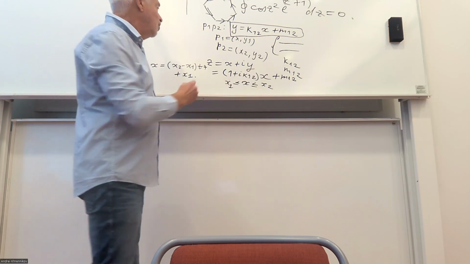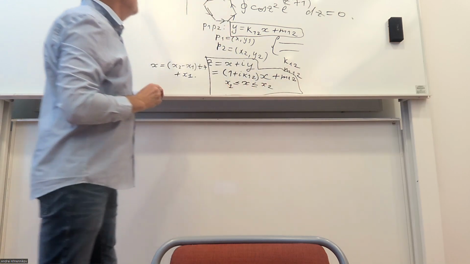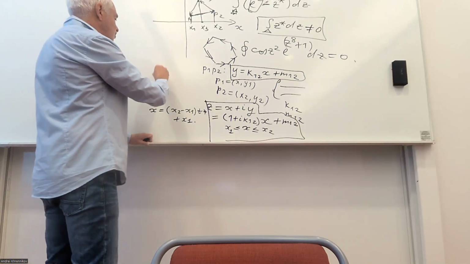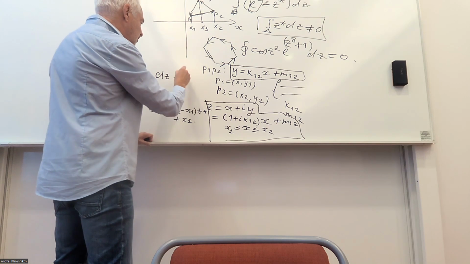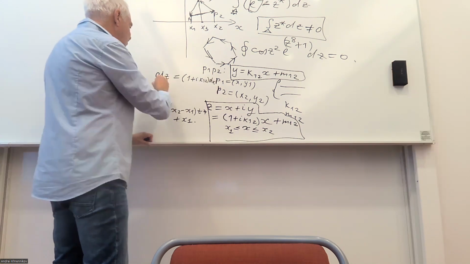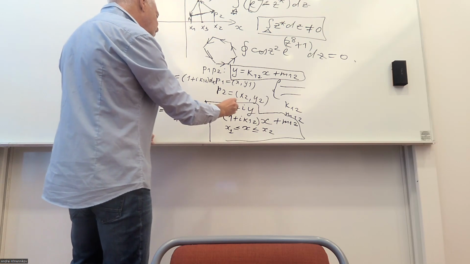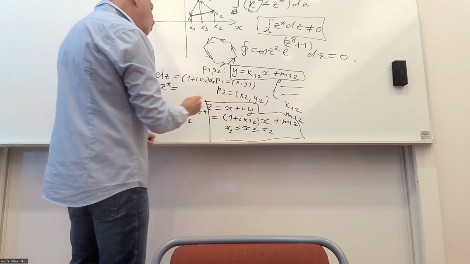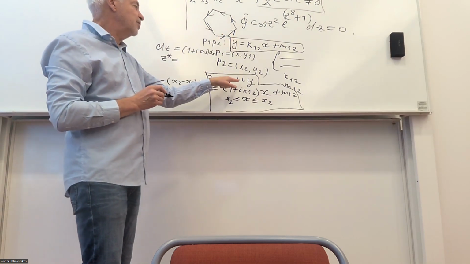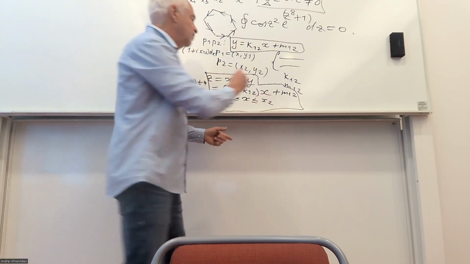Just x. Now, if we select this simple parameterization, we can find dz. dz would be just these coefficients, (1 plus i k1,2) dx. And we can find z bar. Who will be z bar? I missed it, we should multiply the whole y by i, yeah? So I multiplied only this, but I should also multiply this by i, yeah? So here is also i.